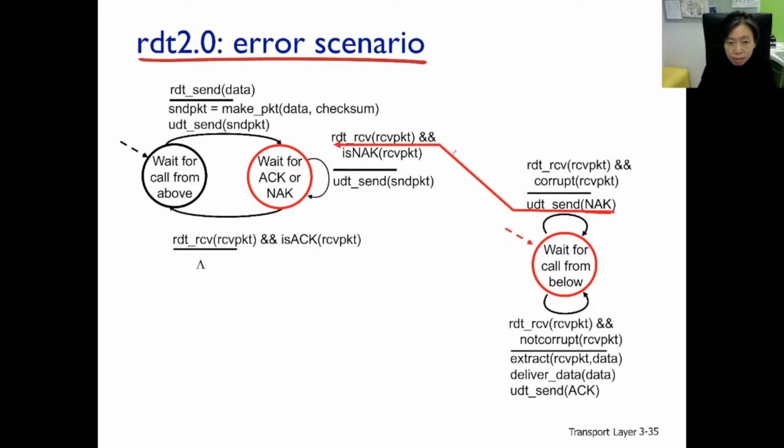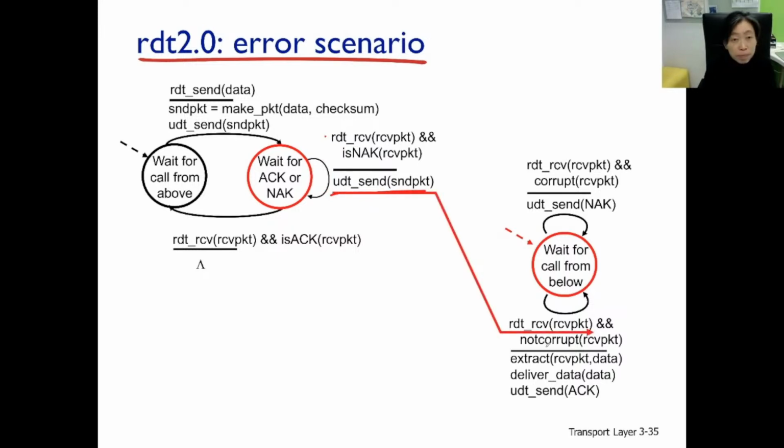That's going to fly back. So the sender here, waiting in the wait for ACK or NAK state, then gets a call from below. It checks and finds that it's a NAK, not the ACK. Therefore, this transition matches and is triggered. This action is taken. So UDT send packet is what? Retransmission of the send packet generated earlier. And the sender here stays in the wait for ACK or NAK state. So the packet is being sent again.